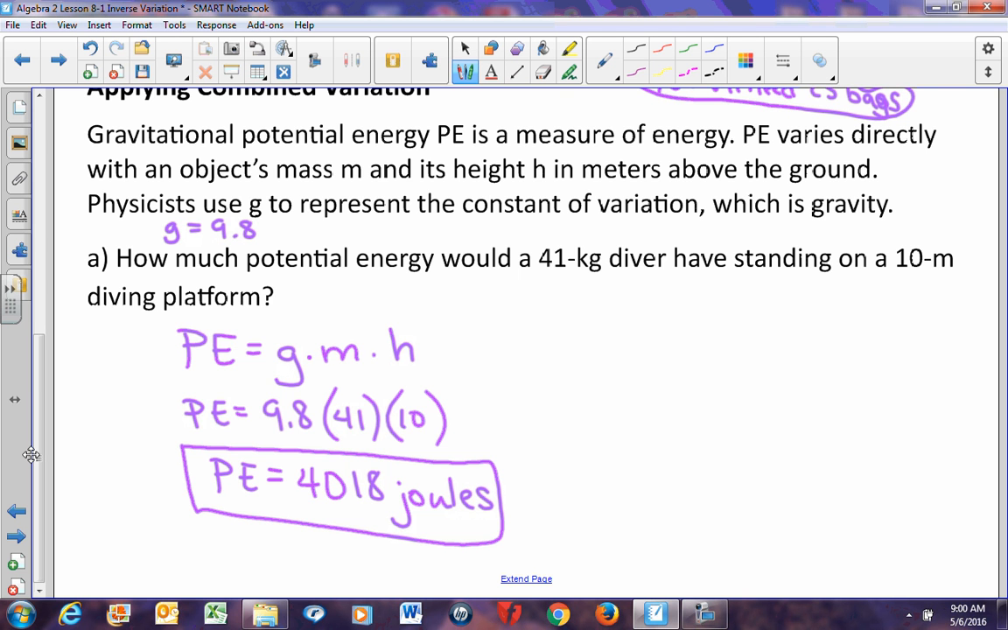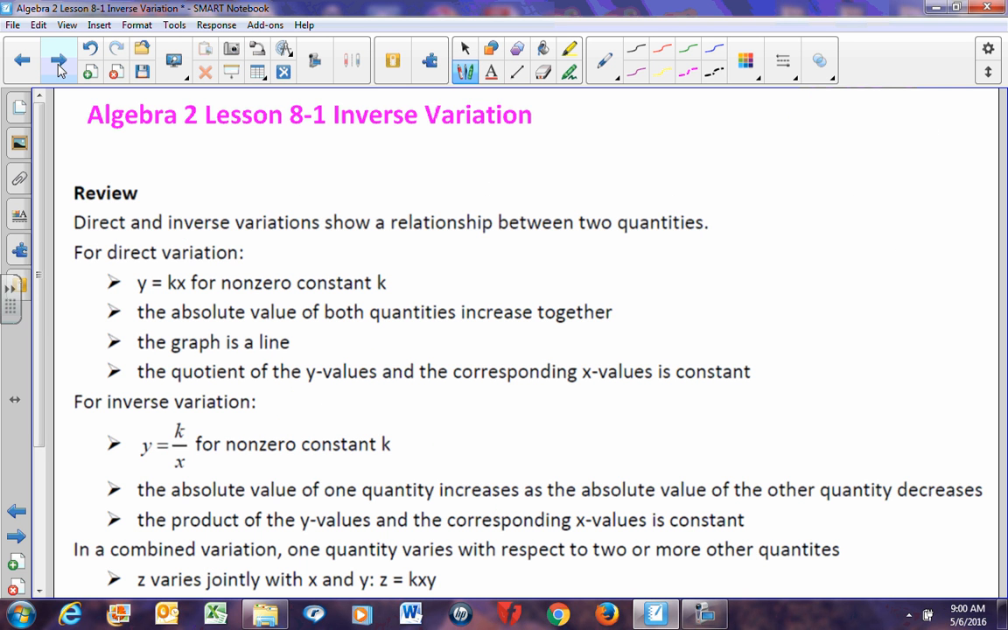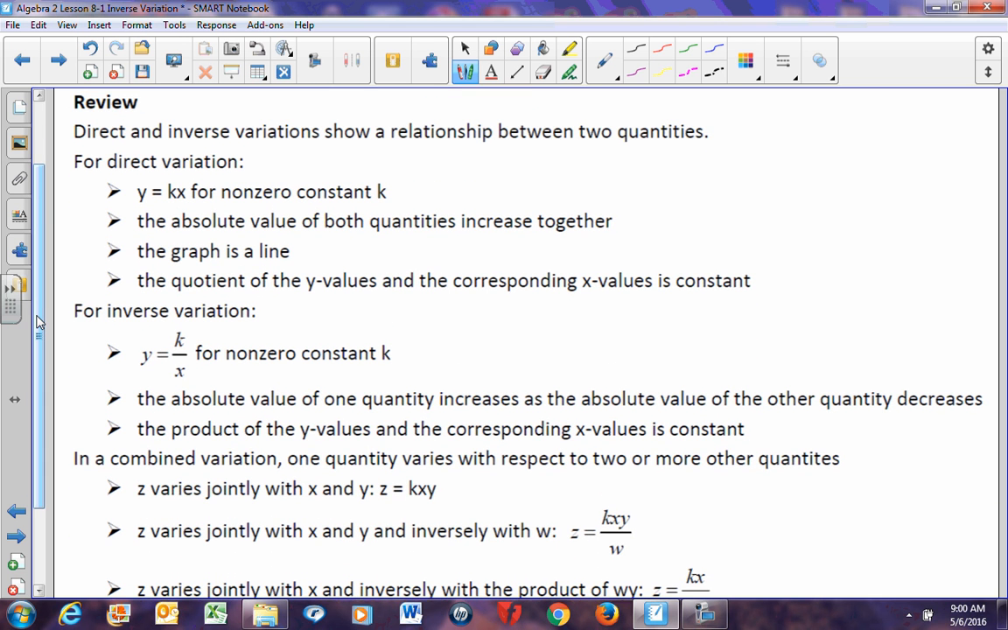All right, quick review here. Direct and inverse variations show a relationship between two quantities. For direct variation, y equals k times x, remembering that k cannot equal 0. The absolute value of both quantities increases together, and the graph of this is a line. Okay? Because in direct variation, as one value increases, the other value increases. So it's a line. The quotient of the y value and the corresponding x value is constant. So when you divide y by x, we get a constant.